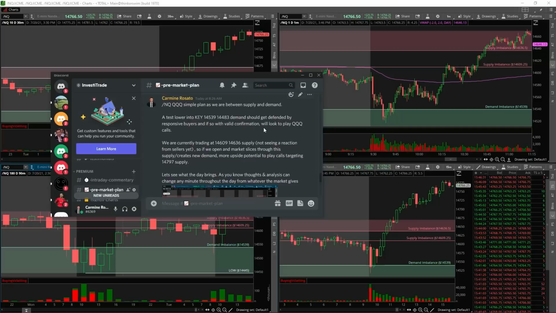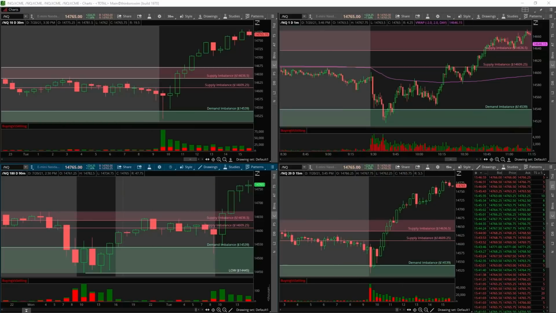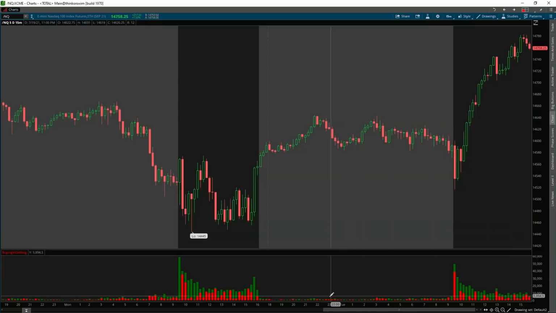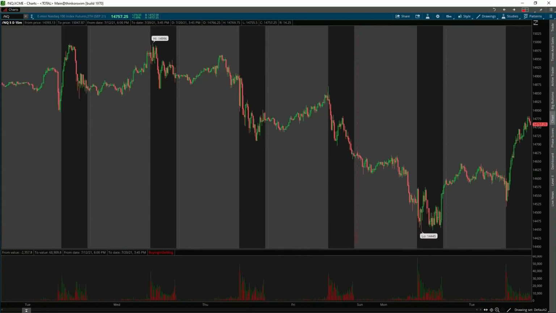We had supply above, and if we slice through it, we had more potential to the upside, targeting the 14797 supply zone. Now, once we have our levels planned out before the market opens, it's very important for us to get a good sense of direction of the shorter term context to understand the auction. Now, the past week, going into the start of this week, we have been seeing some decent selling activity. We're consistently making lower highs.